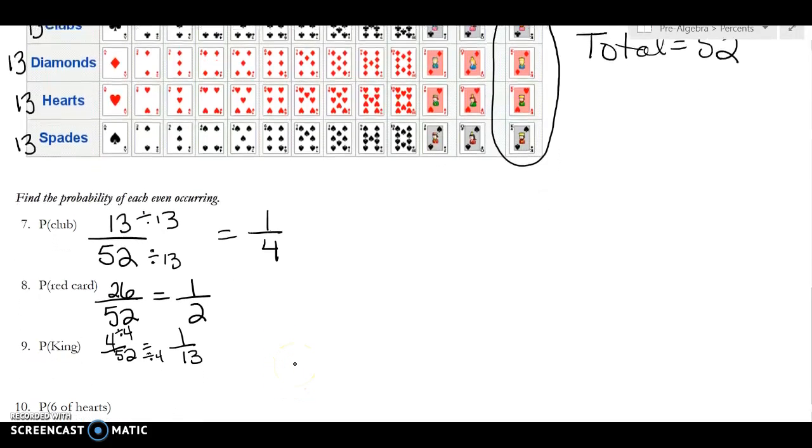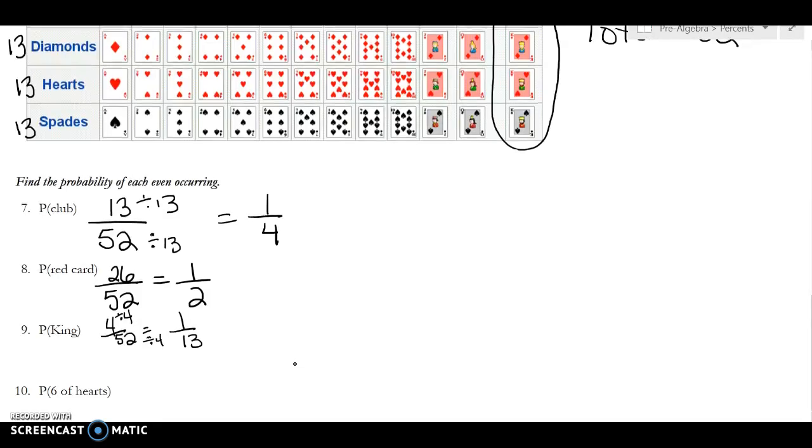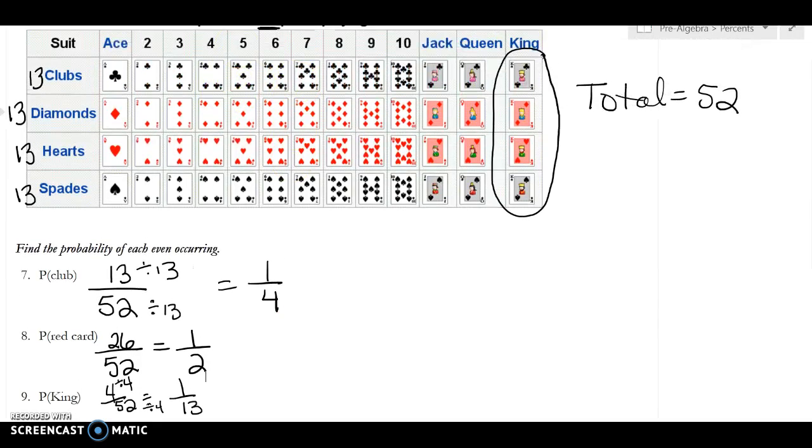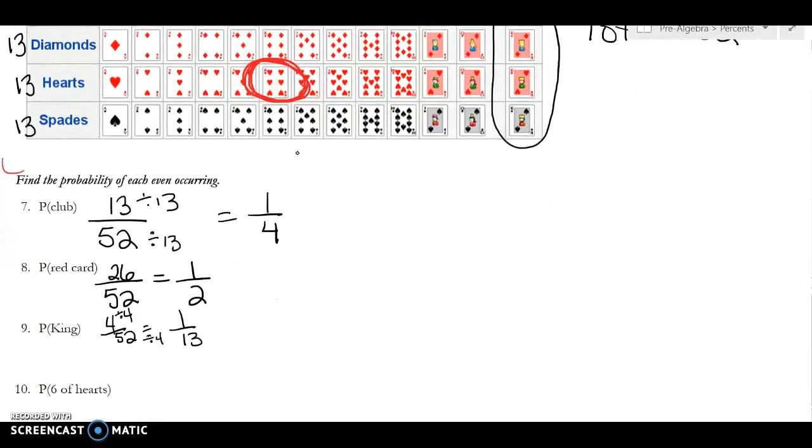Okay, last one. Probability of getting a 6 of hearts. So a 6 of hearts, let me change color so we can see. A 6 of hearts is right here. And I only have 1 6 of hearts in my whole deck. So it's 1 out of 52.